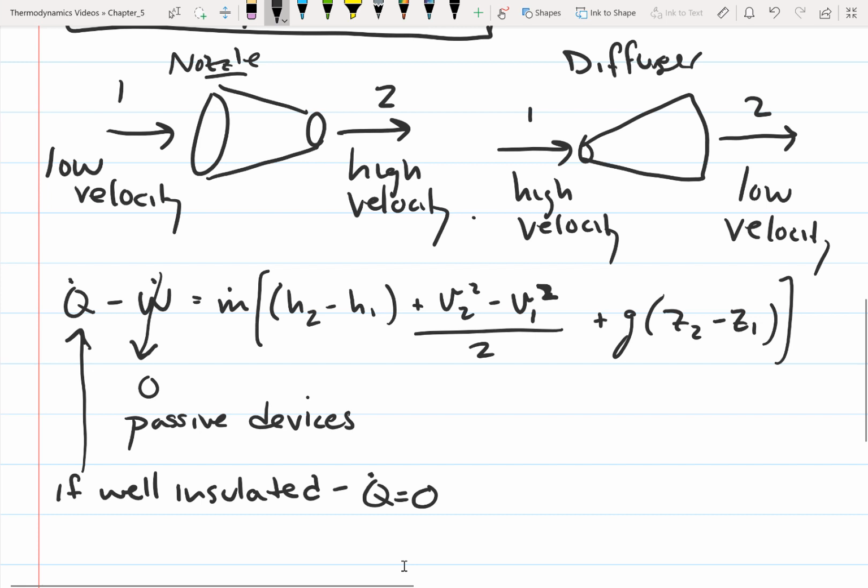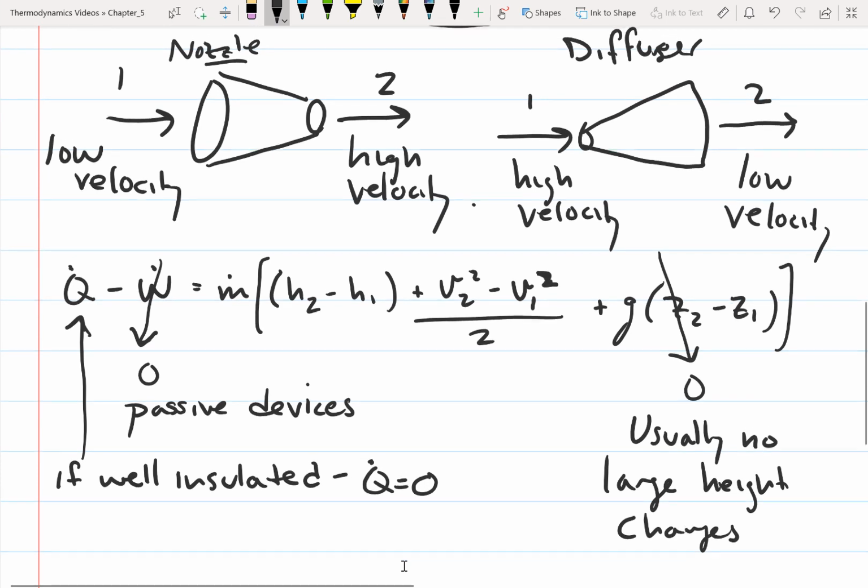These usually don't have large height changes. We can say that the potential energy term is 0. So usually no large height changes.